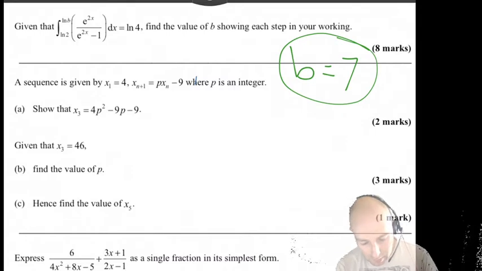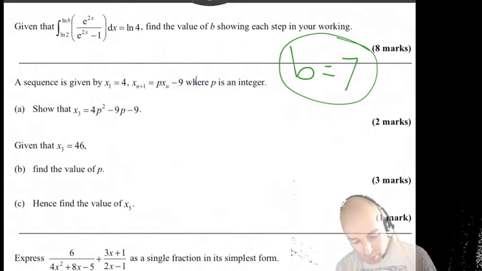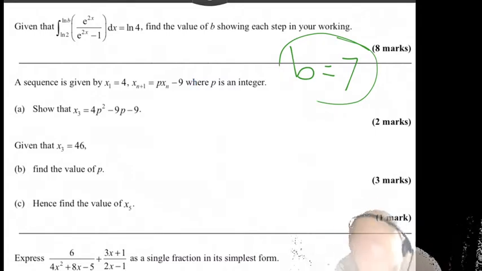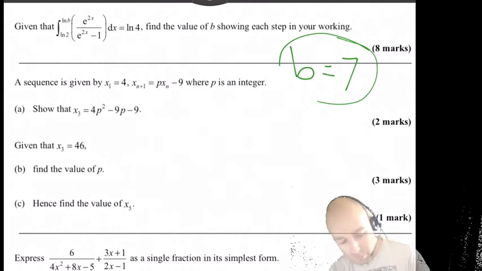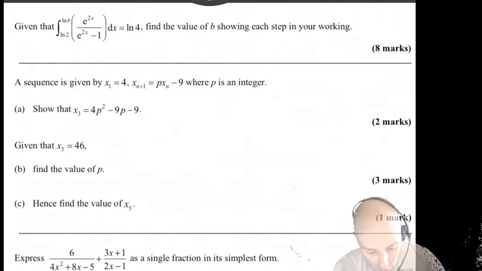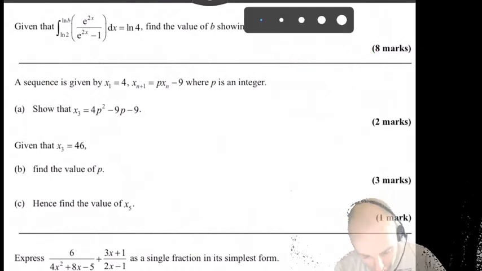Okay, second one then. So now we've got a sequence. So cool. We need to find x3. So we know x1 is 4.